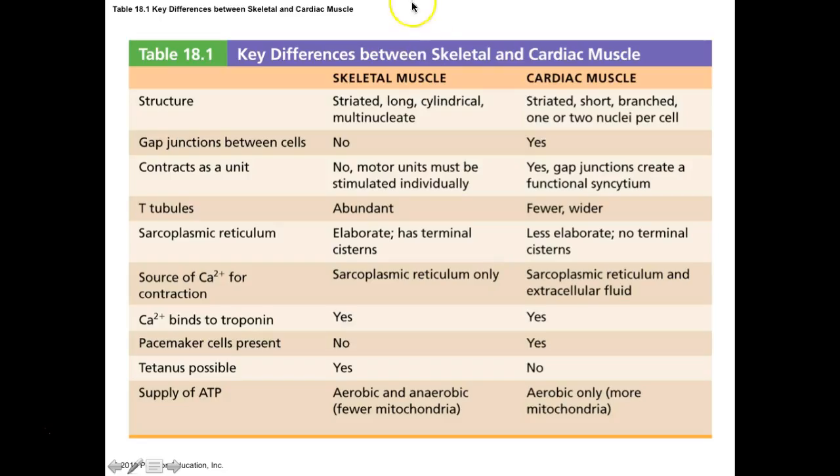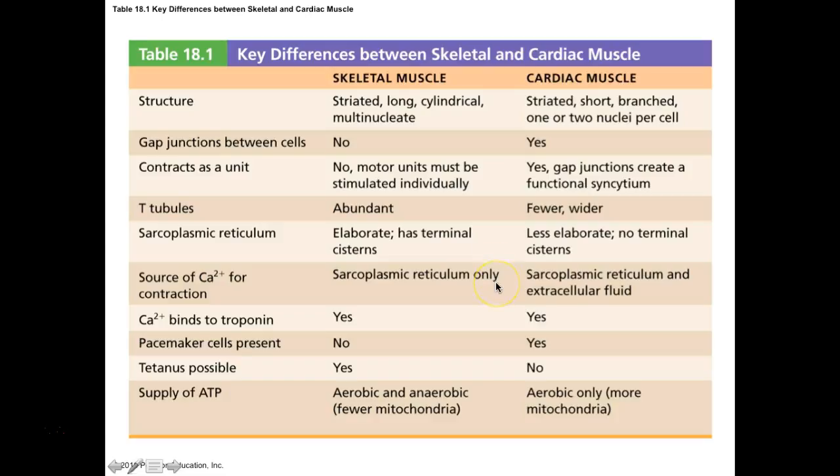Okay, so let's compare skeletal muscle and cardiac muscle. They're both striated. Our cell shape is going to be a little bit different, and skeletal muscle was multinucleated. Cardiac muscle was not. Also, cardiac muscle will have gap junctions, will contract as a unit. Both skeletal and cardiac muscles will have T tubules and SR. They're going to be a little bit different.